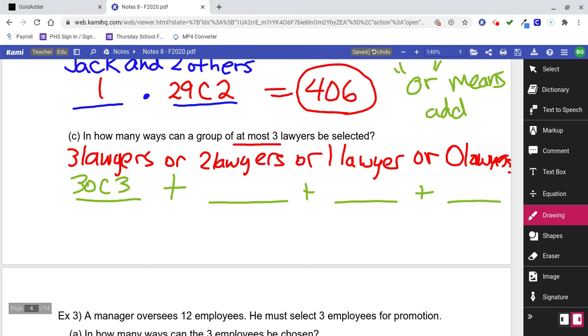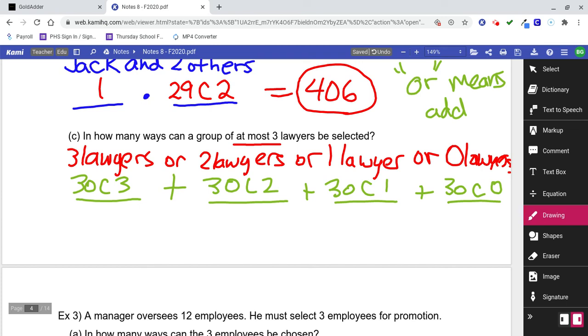Okay. What about 2 lawyers? Well, that would be 30C2. Or 1 lawyer would be 30C1, and 0 lawyers would be 30C0. Okay. Anybody know how many ways are there to choose 0 lawyers out of 30? Not 0. 1. There's only 1 way to do it. I'm just not going to pick anybody. That's the 1 way, okay?